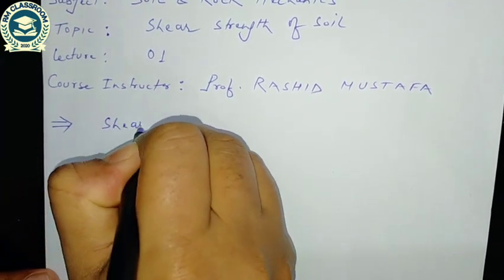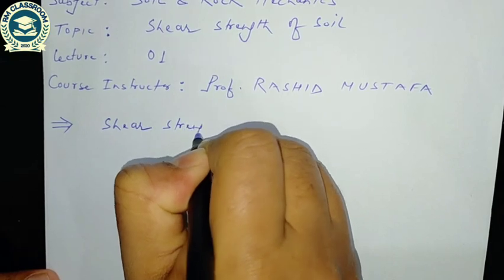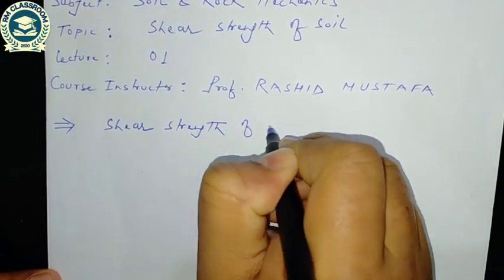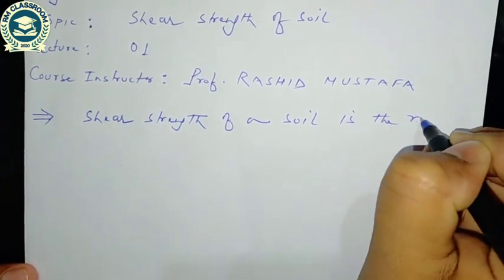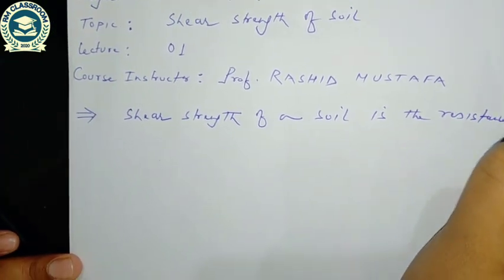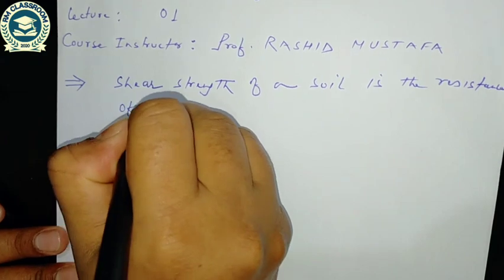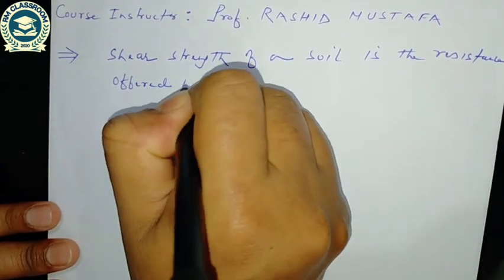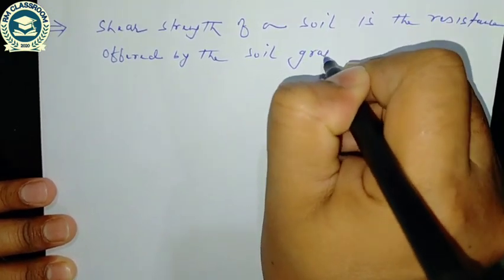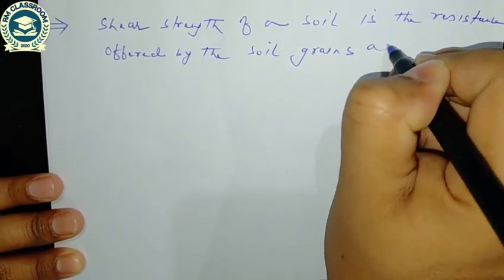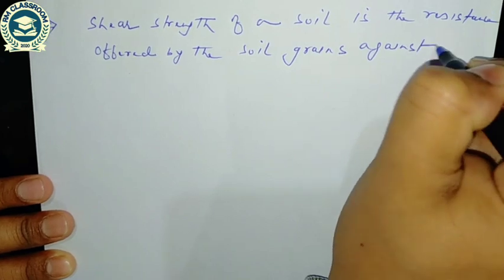So shear strength of a soil is the resistance offered by the soil grains against shear deformation.